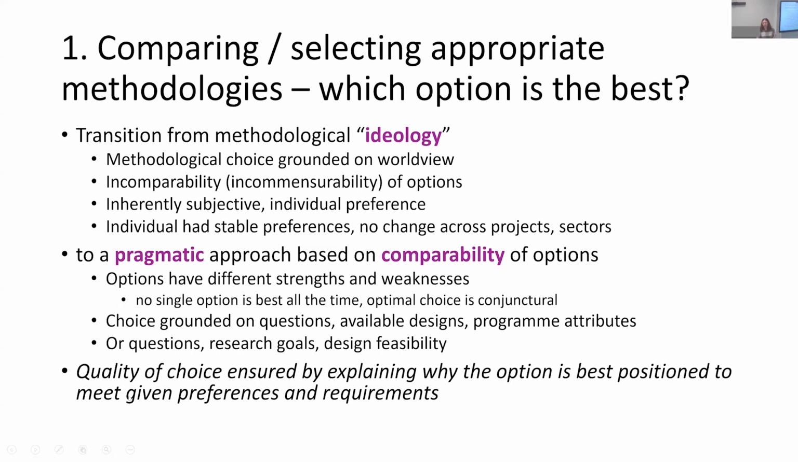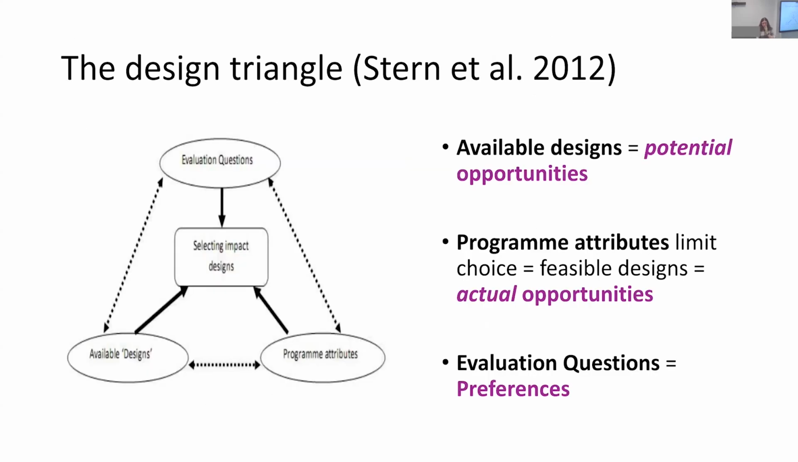And how do we ensure that this process is high quality? We do it by explaining why the option is, in that particular context, best positioned to meet certain criteria. I'll just give you an example from Stern et al., the design triangle. We have a number of options, and then we are constrained by program attributes. We also have preferences in terms of evaluation questions. And then the optimal choice must align with where we sit across these three dimensions, for example.